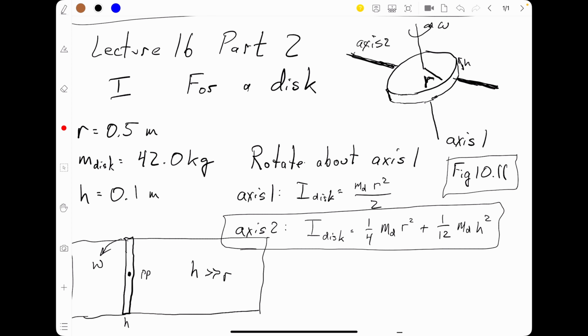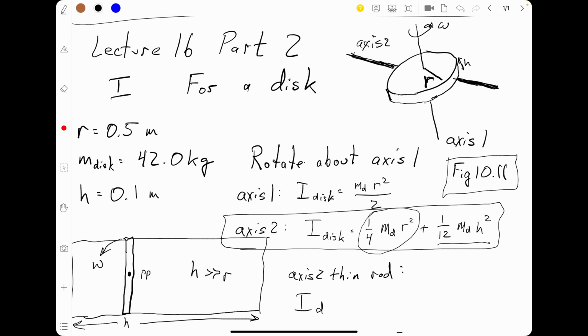And that is the third one down on the left. Our H goes all the way out to here, and equally on both sides, so it's balanced. This would be axis 2, but with a thin rod. That makes things a lot easier because basically this term dominates. This R is so much smaller than the H, so the R goes away essentially.